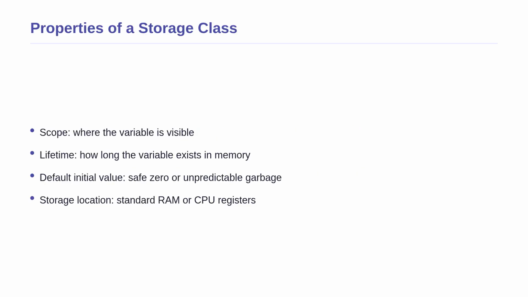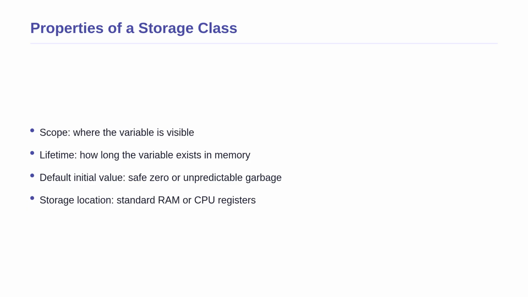Now that we understand the workshop analogy, let us look at what a storage class actually does. Formally, a storage class defines four specific properties of a variable. First is scope, which refers to the specific region of the code where the variable can be accessed. Second is lifetime, dictating how long the variable exists before its memory is reclaimed.